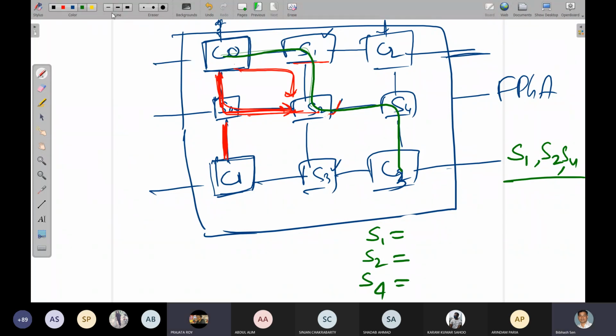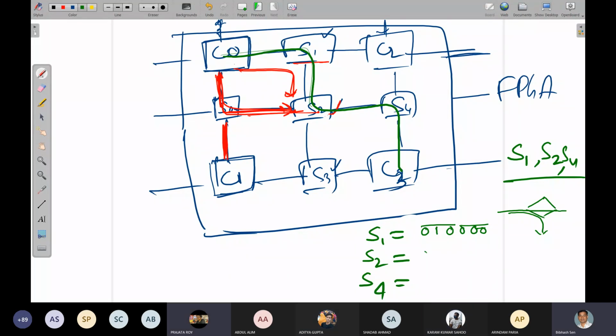Sir, S1's configuration will be, since anti-clockwise, 0, 1, and the rest all of them zeros, like in this way. It is 6 bits, right? All of you agree with this one? Yes, sir. Sir, S2 will also be the same, 000100. Tell me what it will be here then.